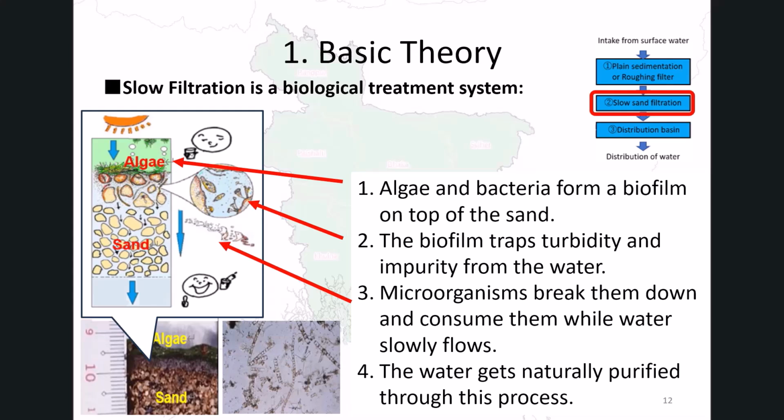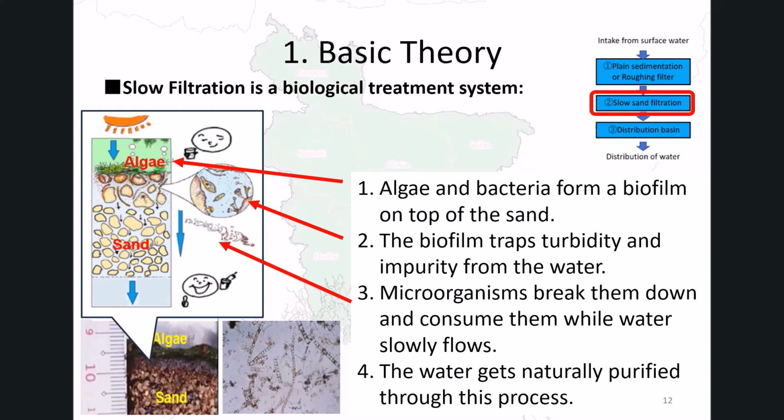The main treatment in slow sand filtration happens at the very top layer of the sand bed. An algal mat and biofilm form naturally on the sand surface. This thin layer is where microorganisms live and purify the water. They consume organic matter, break it down, trap impurities, and stabilize water quality. As water passes slowly through this layer, both biological purification and physical filtration occur.